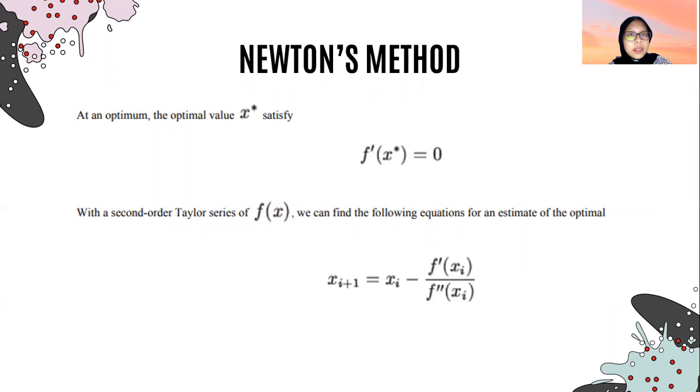And then third, Newton's method. At an optimum, where the optimal value is x, we satisfy that the first derivative is equal to 0. With the second order Taylor series of function x, we can find the following equation for an estimate of the optimal with the formulas below.